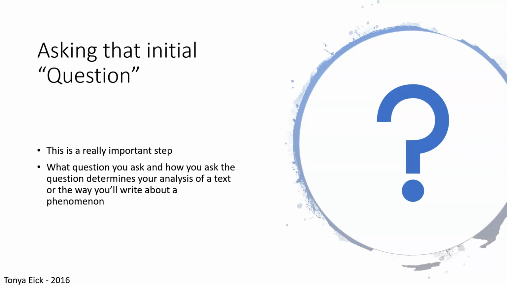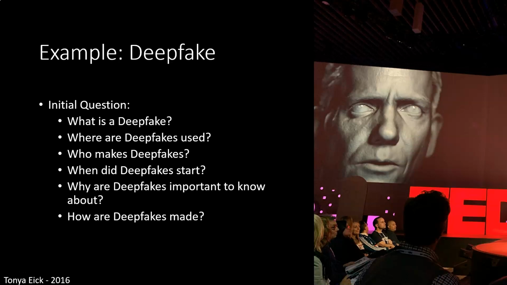So what question you ask and how you ask the question actually determines your analysis of a text or the way you'll write about something. So when we're asking an initial question, so for example, if we were to look at deep fakes, an initial question might be, what is a deep fake? And that means we'd be defining what a deep fake is. Or we might ask a question, where are deep fakes used? So that's then building a context about the places and spaces where we interact with deepfakes.